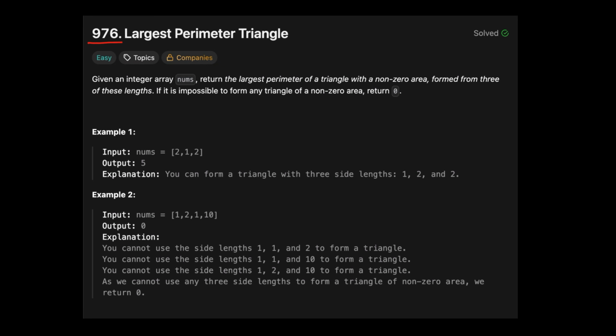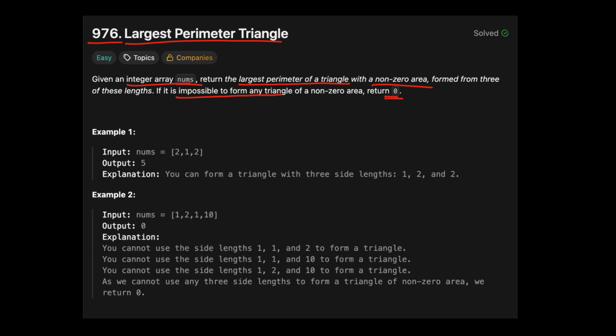Hello everyone. In this video, we'll be solving problem 976, largest perimeter triangle. The problem statement is, given an integer array nums, we need to return the largest perimeter of a triangle with non-zero area, formed by three sides of the given lengths. If it is not possible to build a triangle, then return 0.